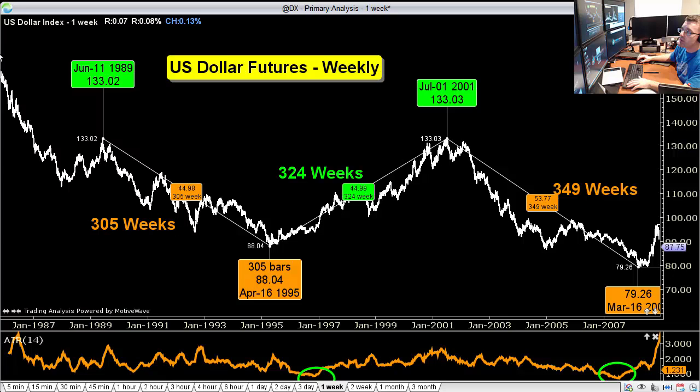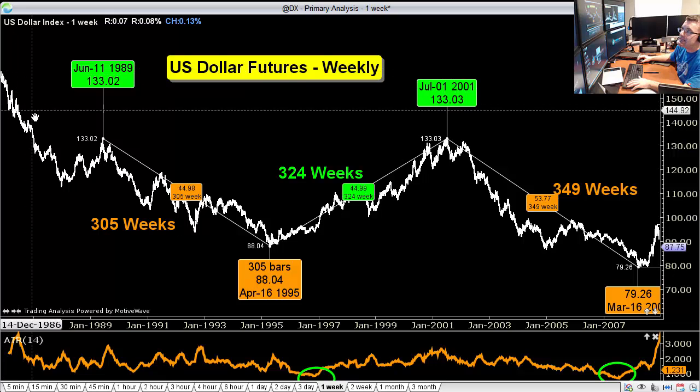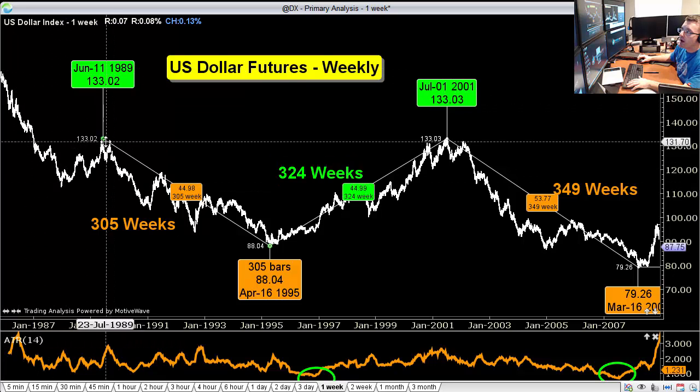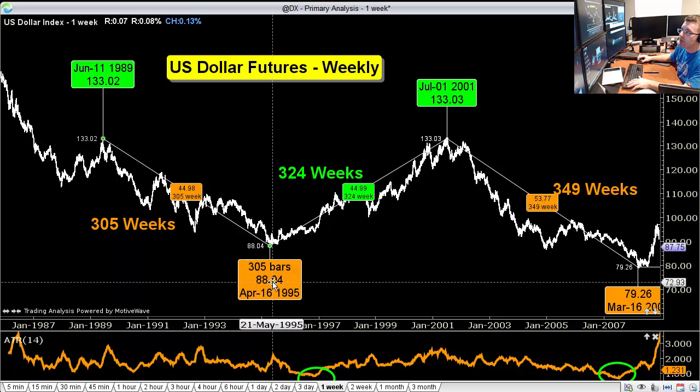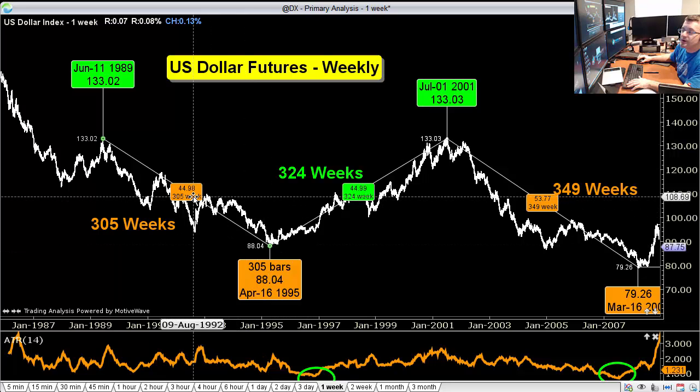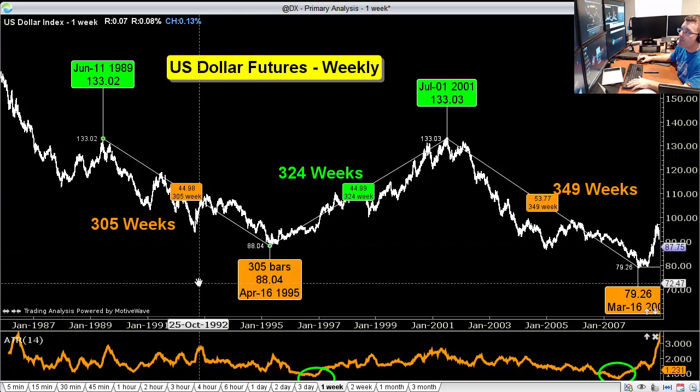I would say the swing in from the 80s was another swing. So I'm going to start it from here, which is June 11th, 1989, down to the lows in 1995. That was 305 weeks.